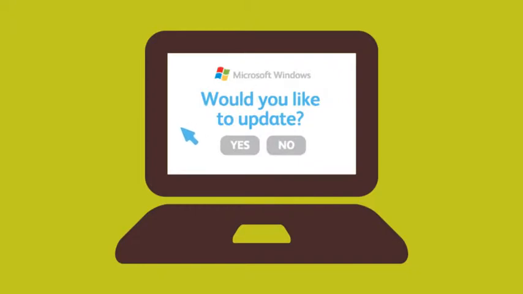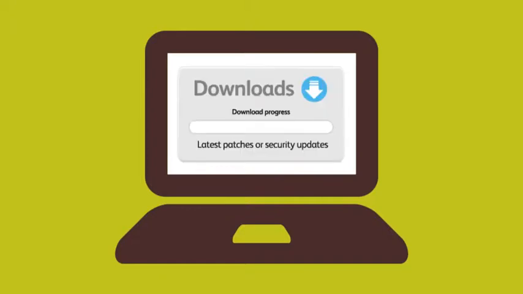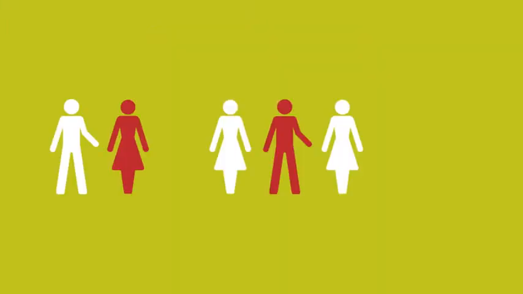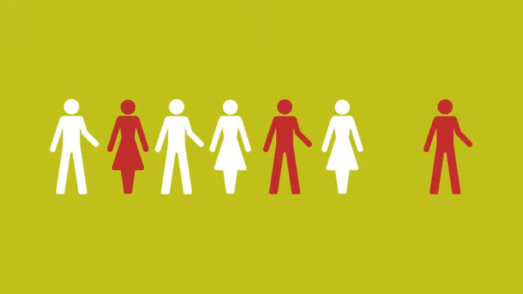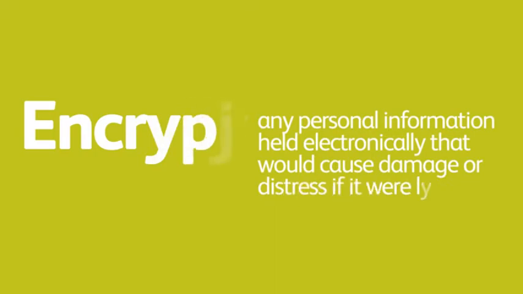Make sure that your operating system, most probably Microsoft Windows, is set up to receive automatic updates. Protect your computer by downloading the latest patches or security updates, which should cover vulnerabilities. Only allow your staff access to the information they need to do their job, and don't let them share passwords. Encrypt any personal information held electronically that would cause damage or distress if it were lost or stolen.